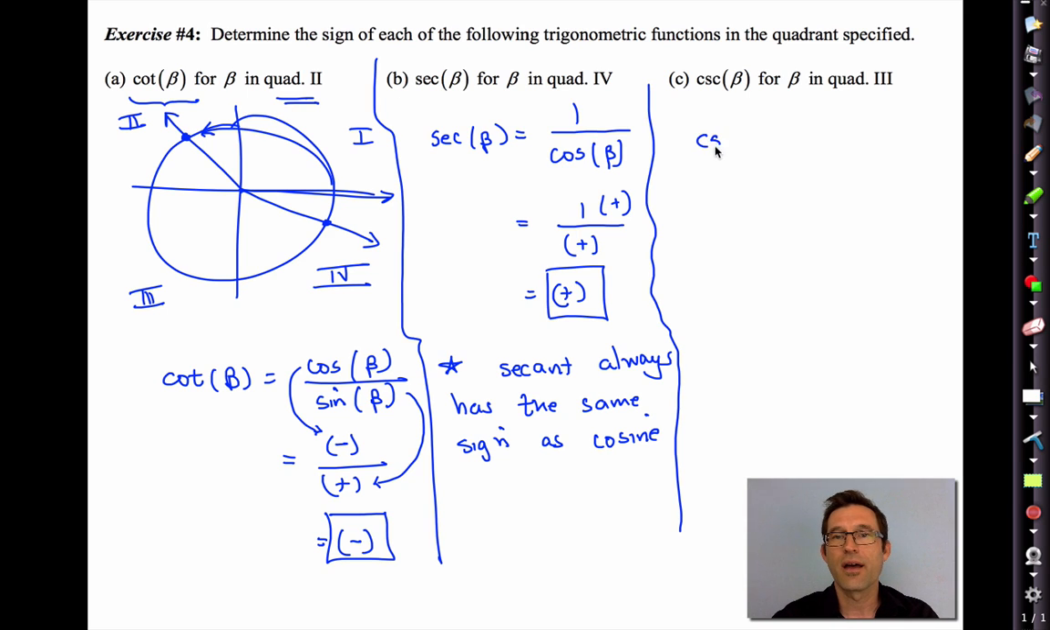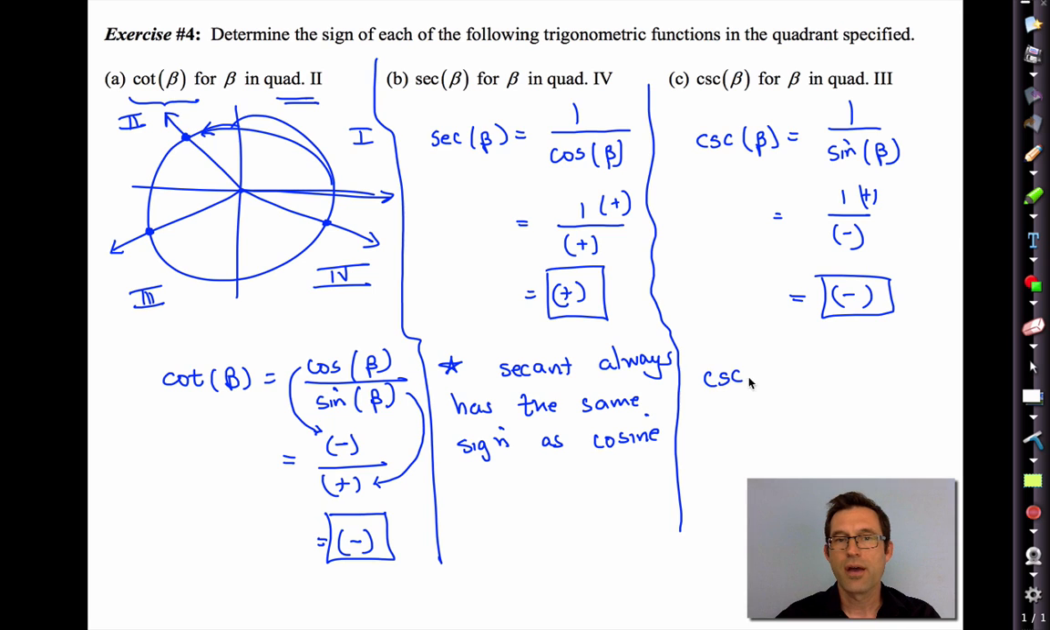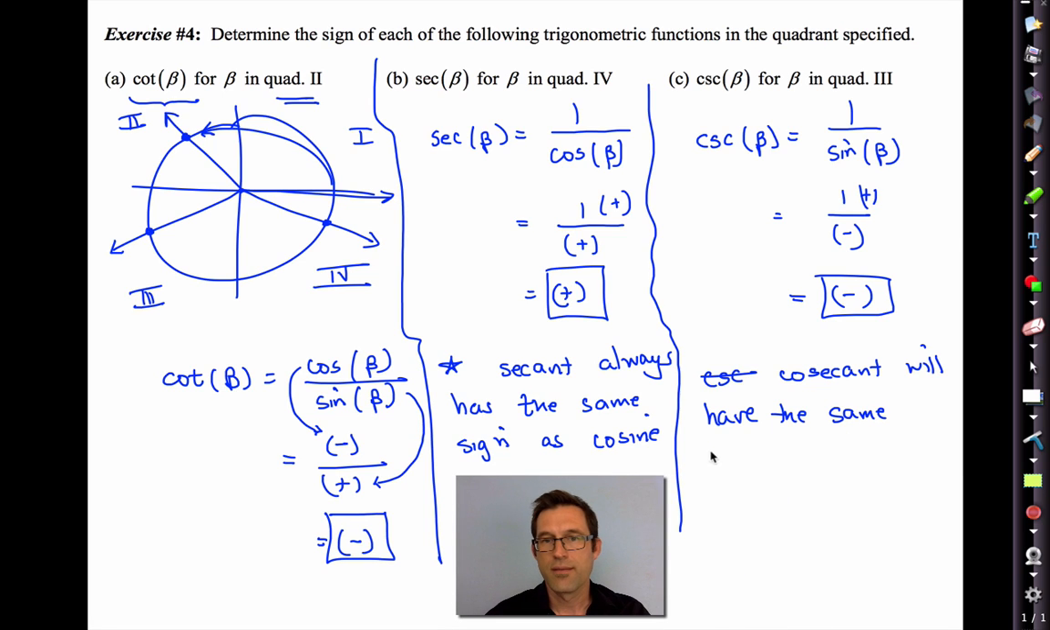Let's take a look at it. Cosecant of beta will be 1 over the sine of beta. And in the third quadrant, I keep going back to this picture, since the y-coordinate is negative, and we have a positive divided by a negative, cosecant of beta will be negative. And just like over here, cosecant, actually let me write it all the way out, cosecant will have the same sign as sine. All right?